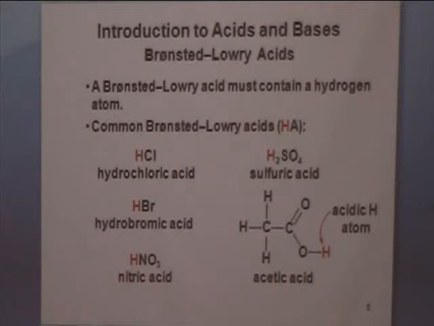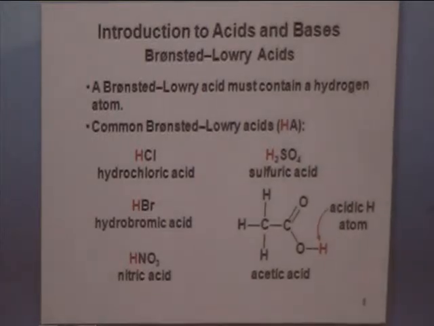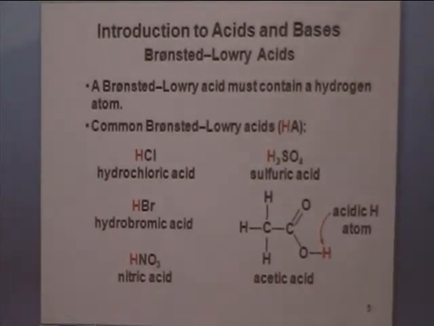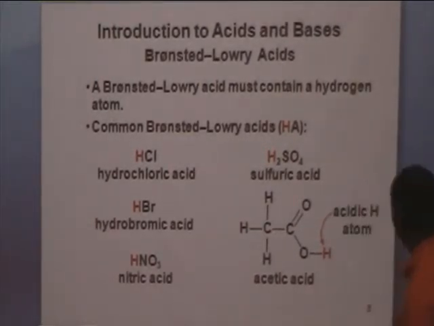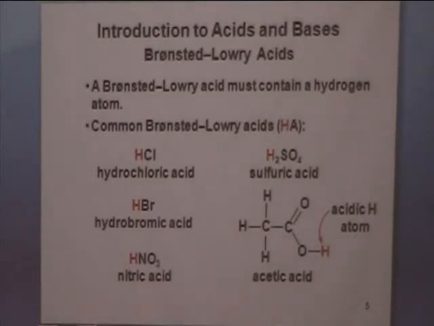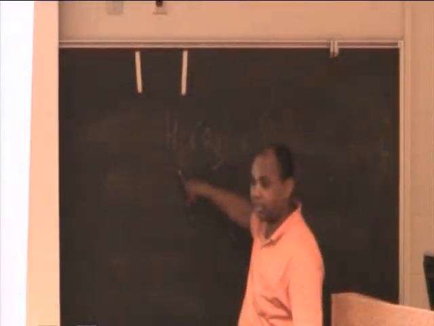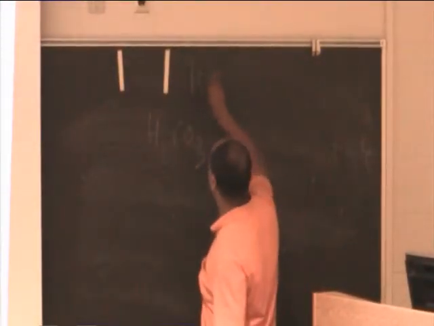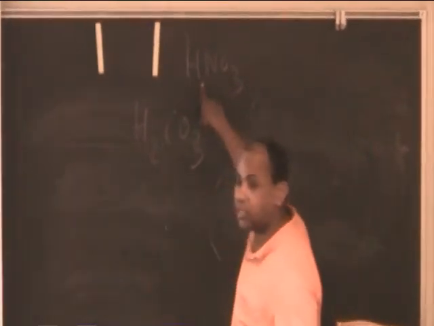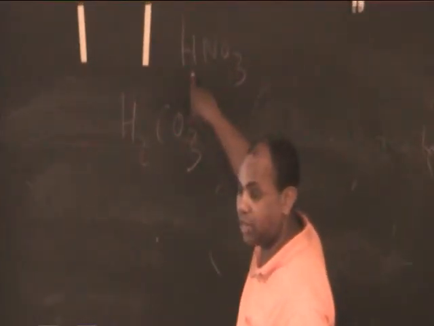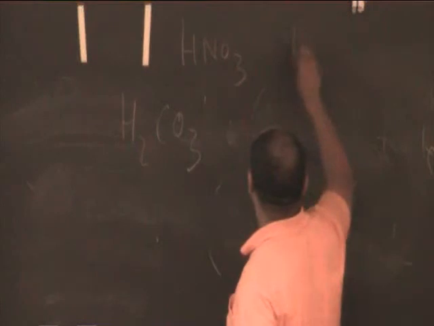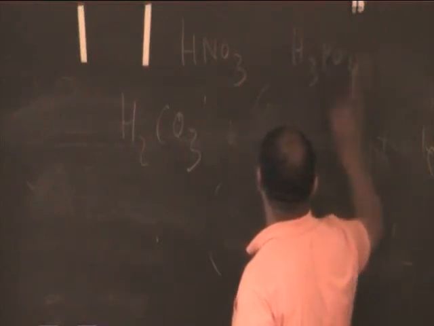What was H2CO3? H2CO3 is carbonic acid, and it's called a diprotic acid because it has 2 hydrogen ions in it, right? It's an acid, but it's a diprotic acid. If I have HNO3, it's an acid, it is a monoprotic acid because it has 1 hydrogen ion. If I have H3PO4, what's the name of this acid?